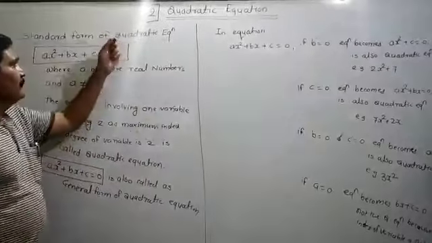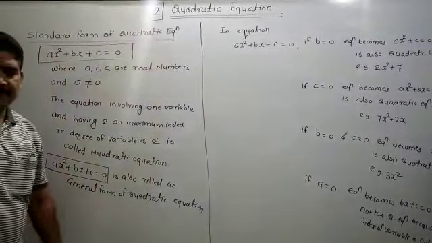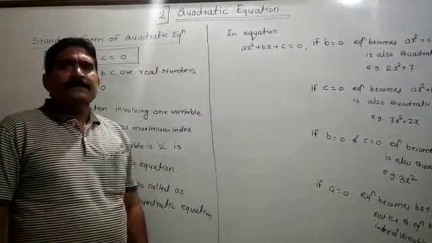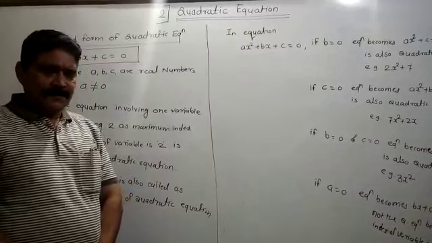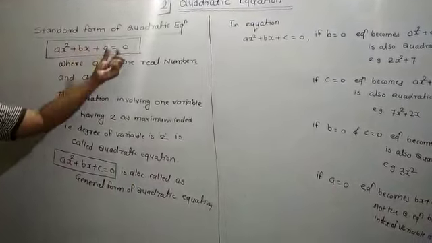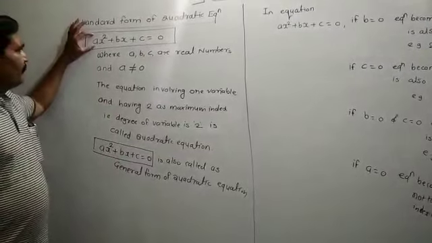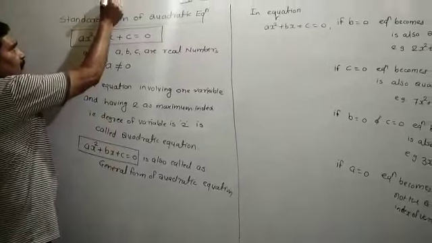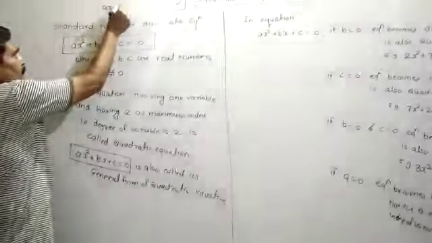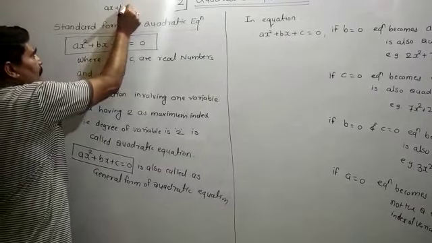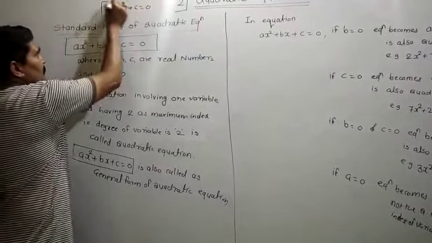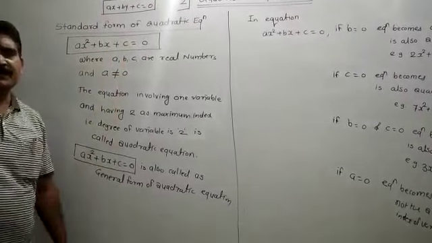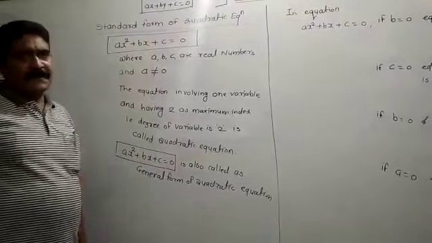Today we start with the standard form of the quadratic equation. Like the standard form of the linear equation, the standard form of the quadratic equation is ax square plus bx plus c is equal to 0. The standard form of the linear equation is ax plus by plus c is equal to 0, and ax square plus bx plus c is equal to 0 is the standard form of the quadratic equation.